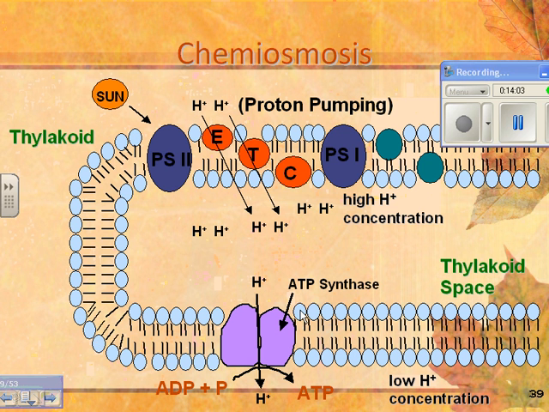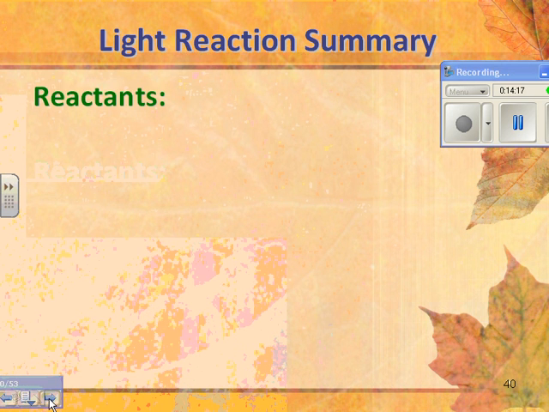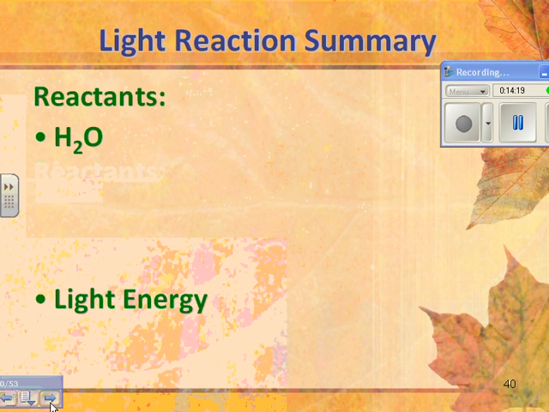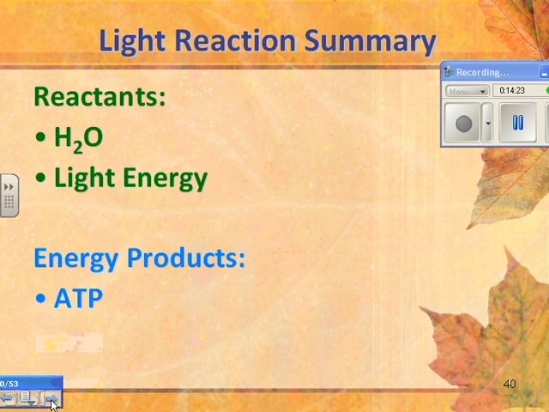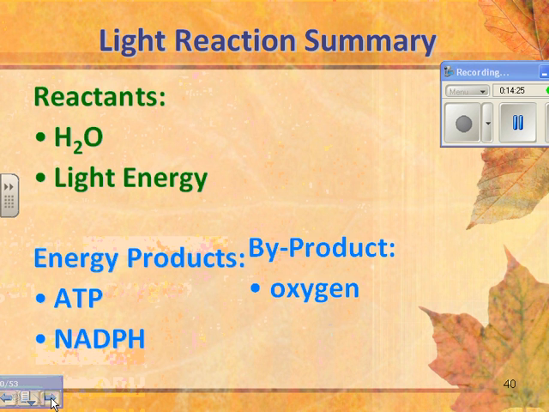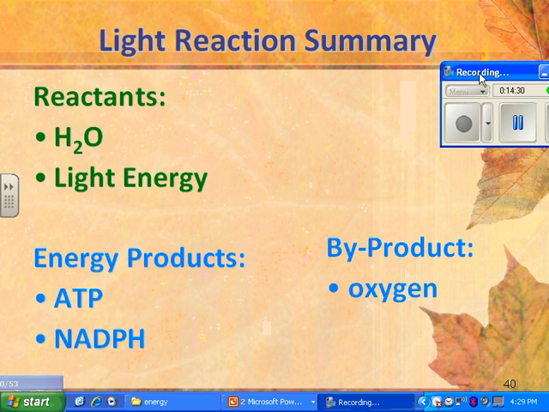And this is just another picture of it: ATP synthase, hydrogens moving through, and you make ATP. You can see the electron transport chain pumped in a bunch of hydrogens. And the light reaction summary is that you started with water and light. The energy products are ATP and NADPH. Then the byproduct is oxygen, just an extra product that happened to be made. And that's it for the light reactions.